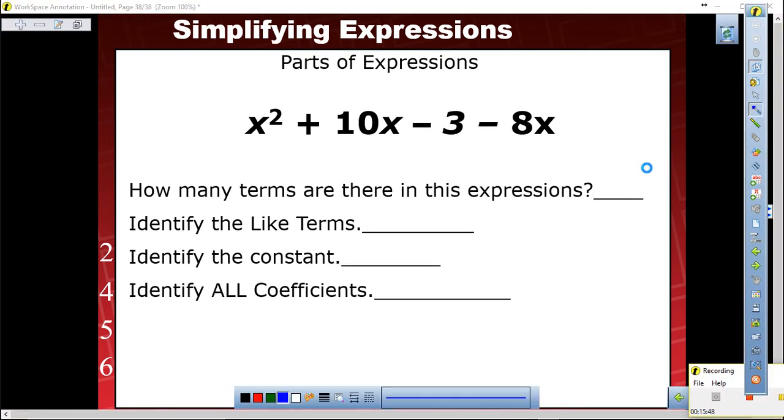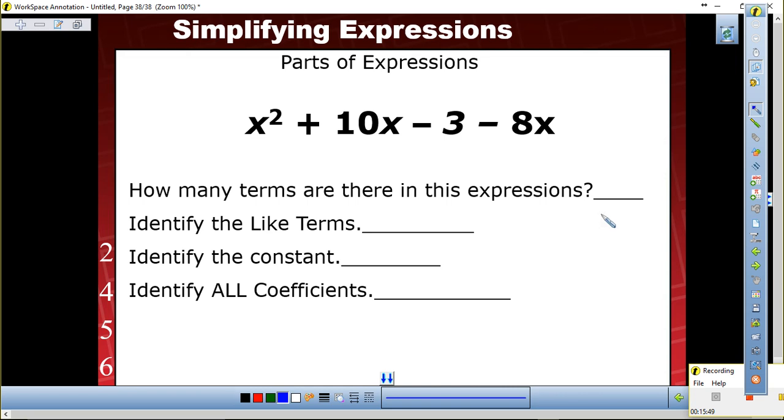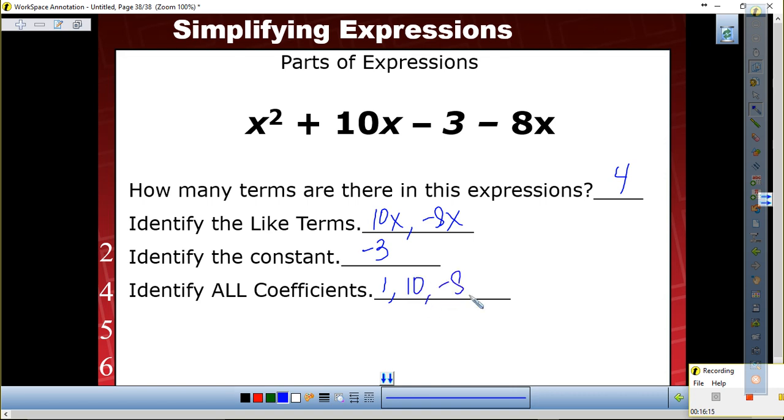All right. Let's try it again. Raymond, how many terms? 4. Which are the like terms? Positive 10x, negative 8x. What is my constant? Negative 3. And what are my coefficients? Positive 1, positive 10, negative 8. Hands if you got that. That is correct. So now we're starting to get a little bit more familiar with this.